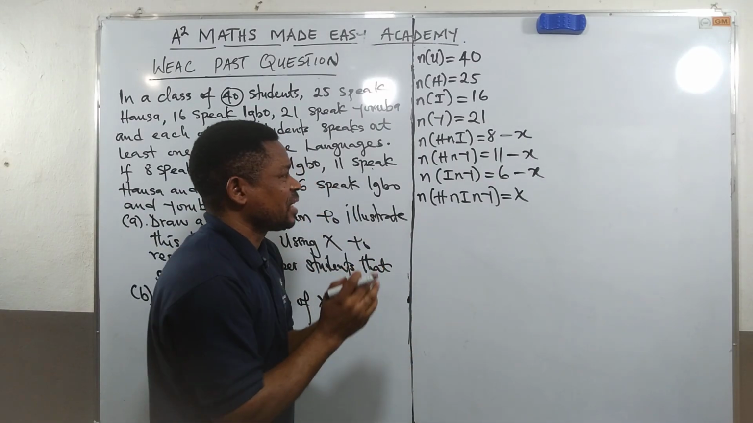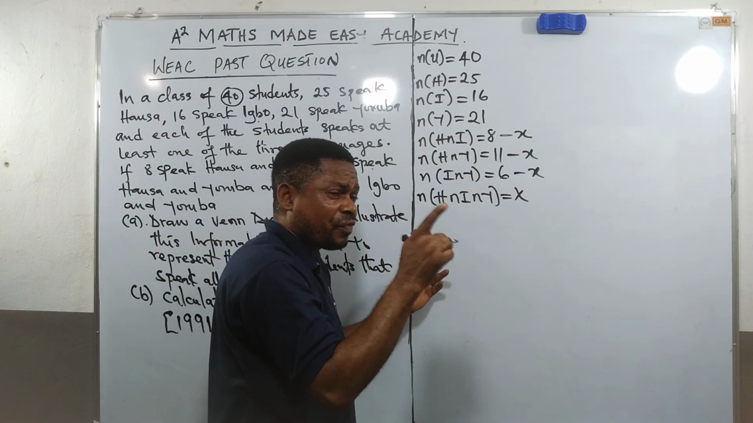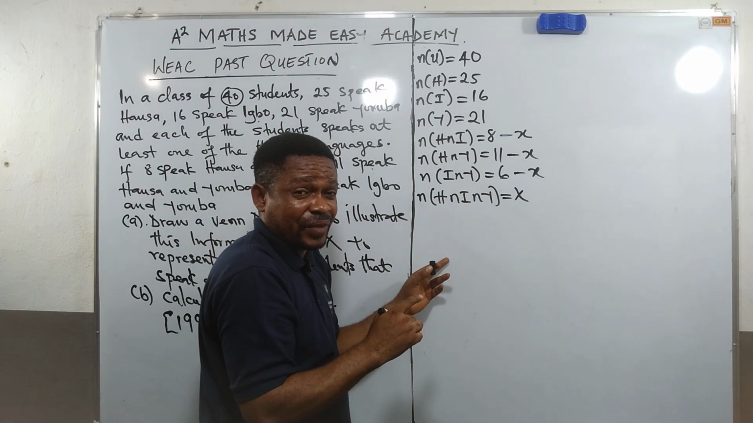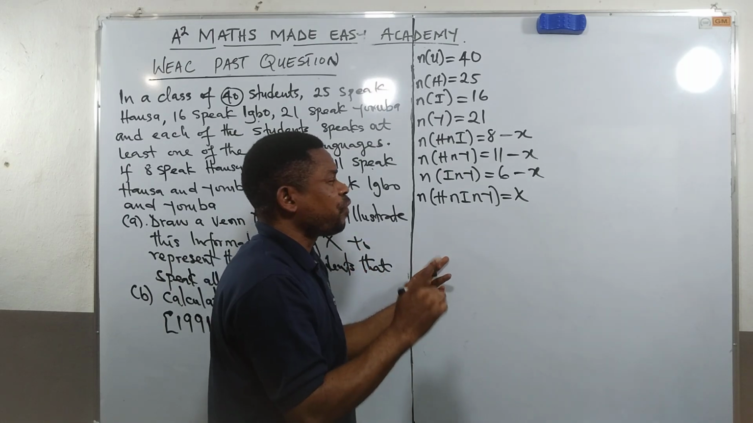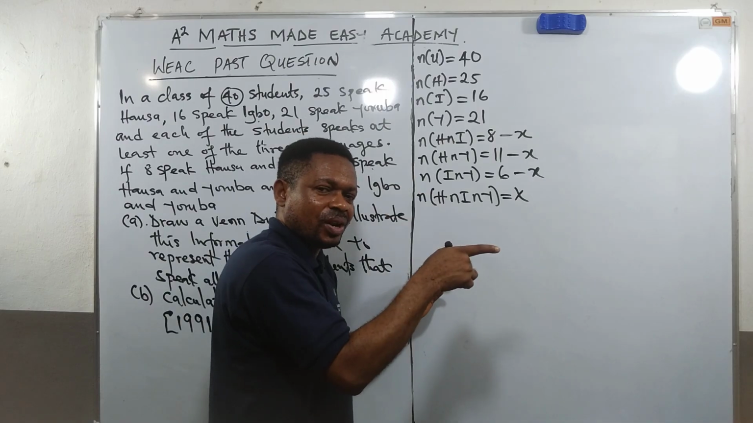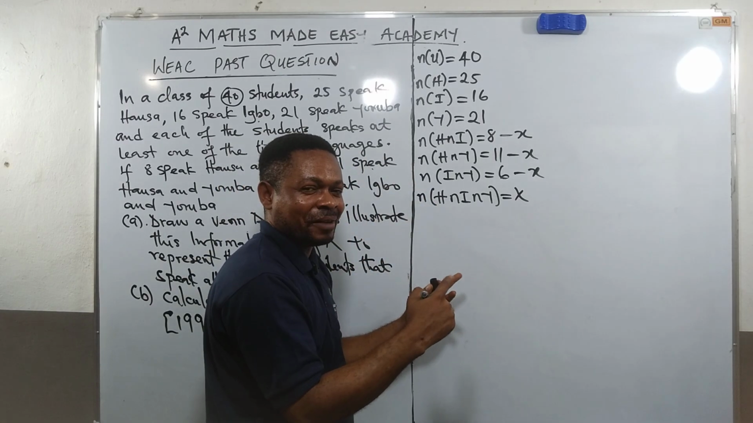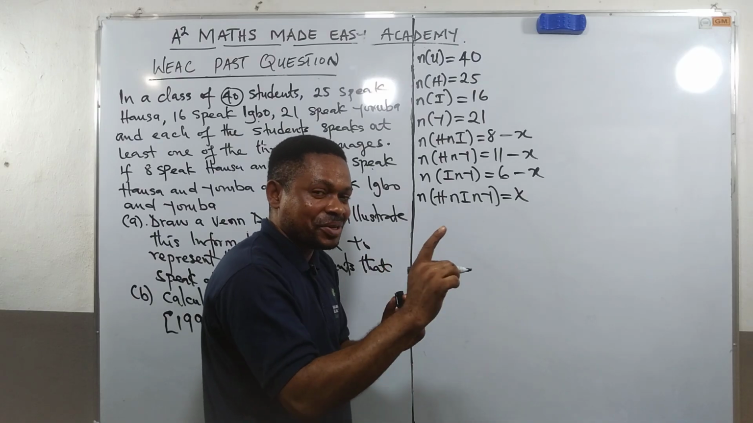Now, for us to represent this on a Venn diagram, please don't be too fast to start representing it. It is wrong. You must first of all know how many speak Hausa only, how many speak Igbo only, and how many speak Yoruba only. Can we calculate for it now? Just pay attention.